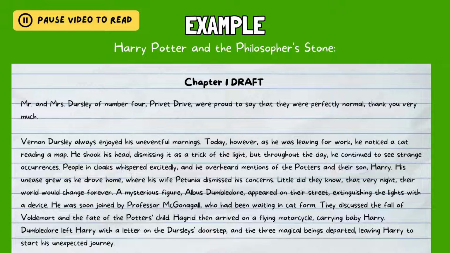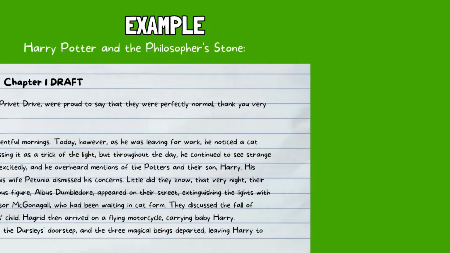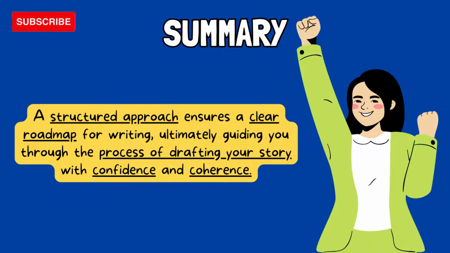By following these steps, you'll transform your detailed outline into a complete rough draft, setting the foundation for your story's further development and refinement. Creating a book outline involves starting with a concise idea summary and expanding it into a detailed framework that includes character profiles, key plot points, and scene breakdowns. This structured approach ensures a clear roadmap for writing, ultimately guiding you through the process of drafting your story with confidence and coherence.